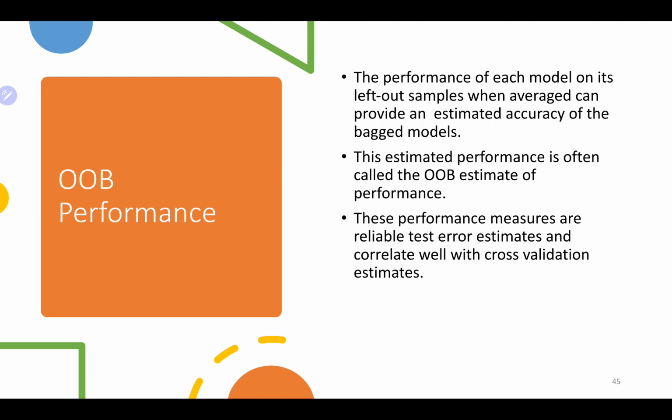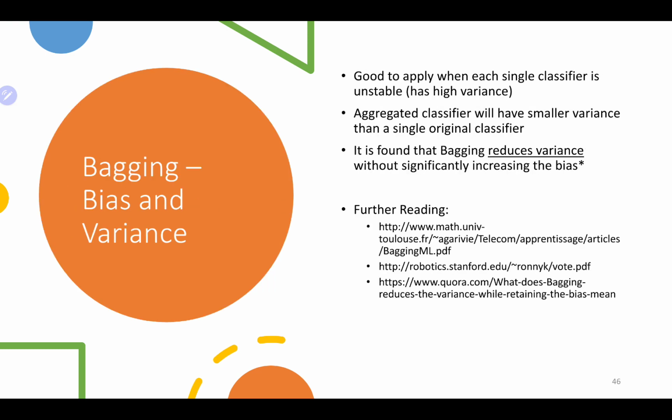So the performance of each model on its left out samples, when averaged, can provide an estimated accuracy of the bagged models, right? This estimated performance is called the OOB estimate of the model performance. These performance measures are reliable test error estimates and correlate well with cross-validation estimates as well.